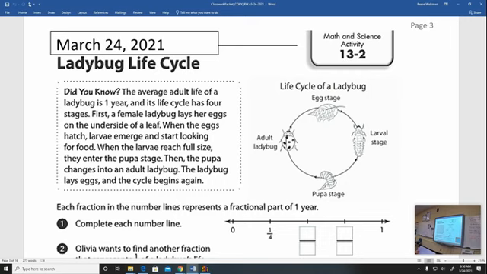Okay. So everybody should have this page in front of them right now, March 24th, 2021. This is the next part of the lesson. I chose this math and science activity page as part of our math lesson, just because it gets us to have a little bit of science since we don't usually have time for it, since we're on our little shortened schedule these days.